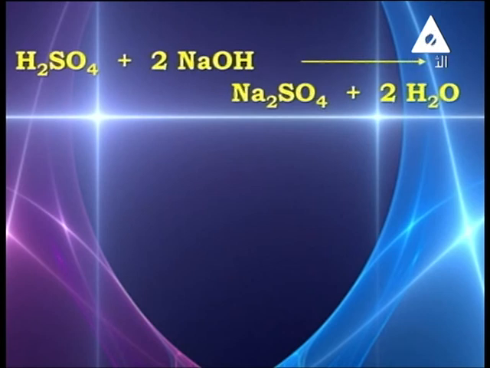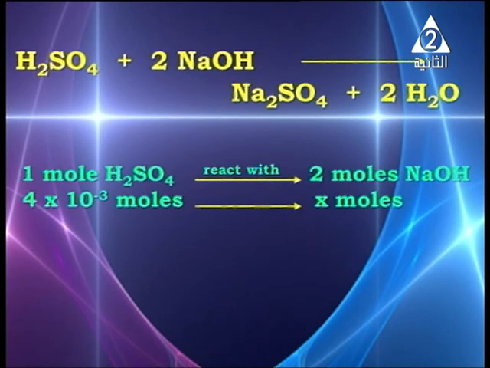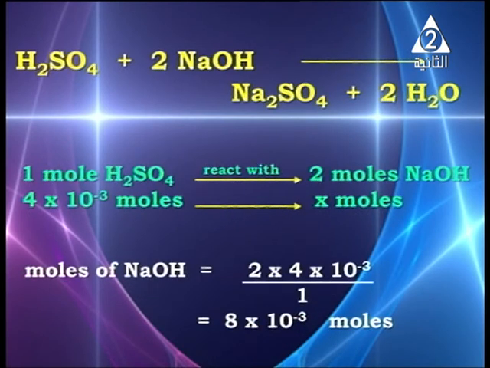And the equation will be H2SO4 plus 2 moles of NaOH to produce sodium sulfate and water. This means that 1 mole of sulfuric acid reacts with 2 moles of sodium hydroxide. So when 4 times 10 to the power of negative 3 moles of the acid react, it gives X moles of sodium hydroxide. By cross multiplication, we can calculate and find the number of moles of sodium hydroxide, which will be 8 times 10 to the power of negative 3 moles.